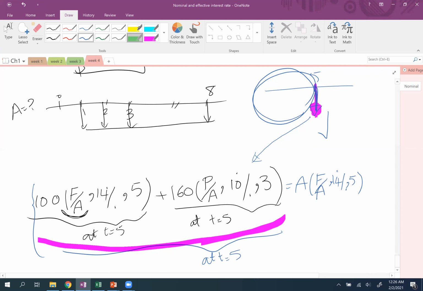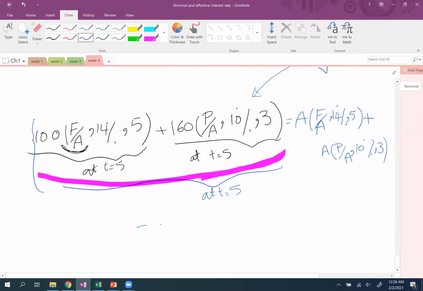But this pink cash flow that I have drawn over here, this amount is like a past cash flow for this yellow area. So it will be plus A times, I want to find P for this given A, interest rate of 10% and 3. So as you can see, all the values are known, but right now the only thing which is missing is the value of A. So if you do the calculation, the value of A, I think, should be 116.4. That would be great if you can confirm that answer at home.